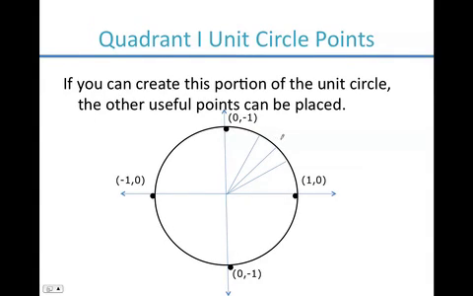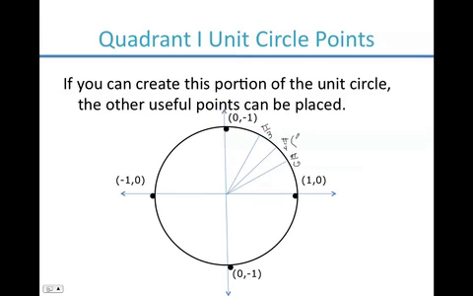When working with the unit circle, there are three main points that you want to be concerned with: pi over 4, pi over 6, pi over 3. If you memorize these three when you go to another calculus class, it's going to help you.